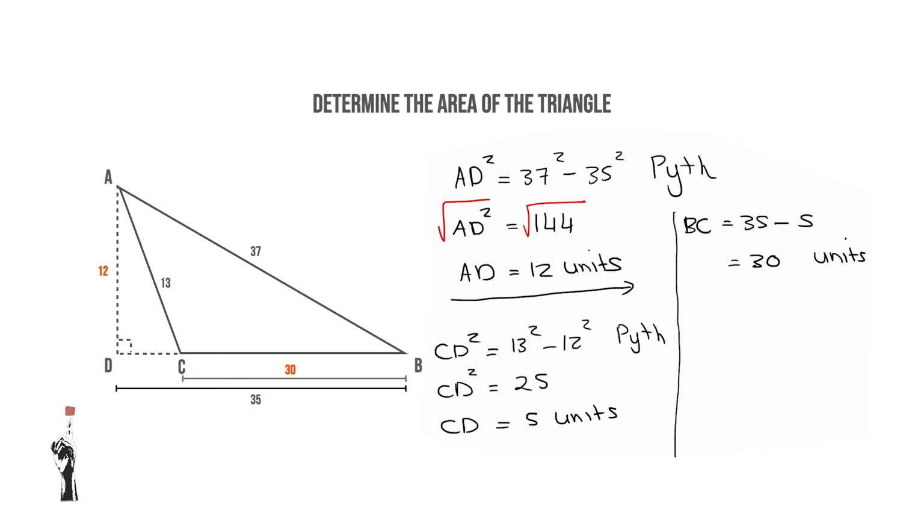At last, I can determine my area. Area of a triangle is equal to a half times base times height. My base I have calculated as 30 units and my perpendicular height as 12. Therefore, the final answer is equal to 15 times 12, which is equal to 180 units squared, which means my answer for area is 180 square units.